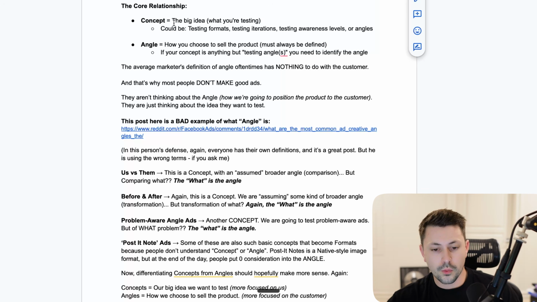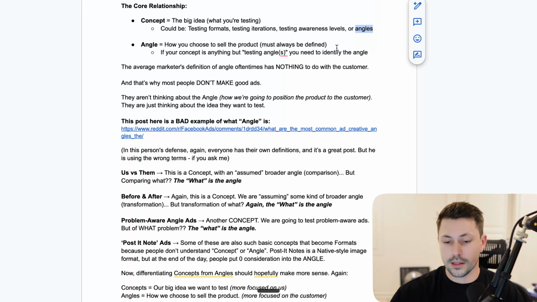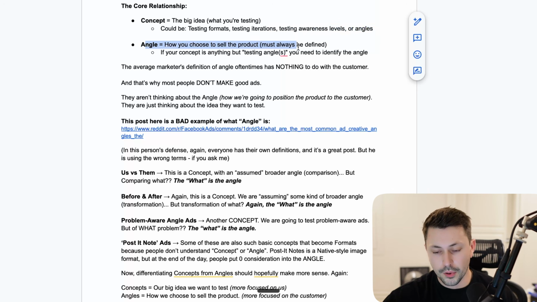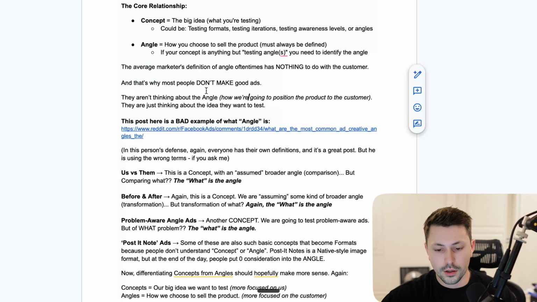And again, this is where most of you guys focus. You focus on testing formats, testing iterations, testing awareness levels, testing angles. Now we're getting somewhere. But my point is that if you're just thinking about these things here and you're not putting a lot of intent into how you choose to sell the product, and you don't think about the most important thing, like I know this sounds crazy, but if you don't think about the most important thing, which is the angle, you are going to continue to suck at making ads.